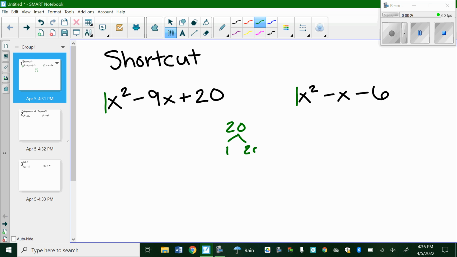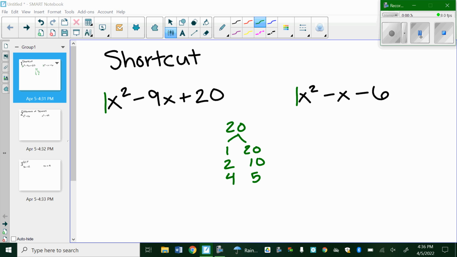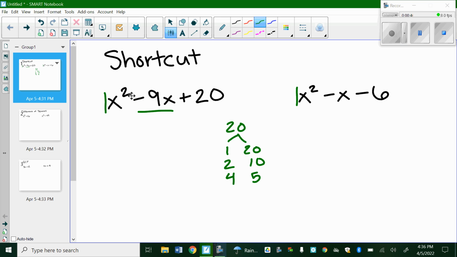So I have 1 and 20, 2 and 10. 3 does not divide evenly, but then I have 4 times 5. If I look at these, all multiply to positive 20. I'm looking to add to the middle term. I'm looking to add to negative 9. Well, two positive numbers are never going to add to a negative. So on these, I need to look at making both factors negative because that will add to a negative number.